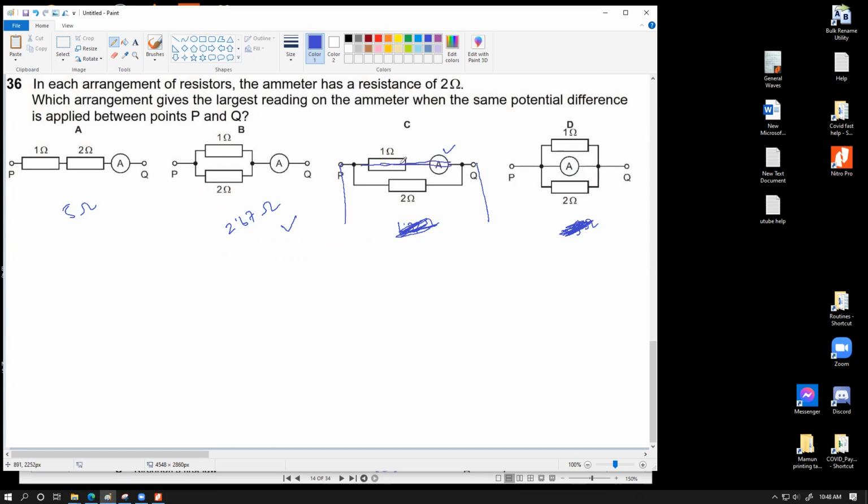See what the current is in this branch; what is this branch's resistance? This branch's resistance is exclusively 3 ohm. That's what we are trying to find out, because we are trying to compare the reading of the ammeter, not the total current that flows through the whole combination. So the ammeter branch over here has a resistance of 3 ohm altogether. So that is the relevant resistance. And in this case, the ammeter branch has a resistance of only 2 ohm. Now you compare and see in which case you have the least resistance, so that you will get the highest current.